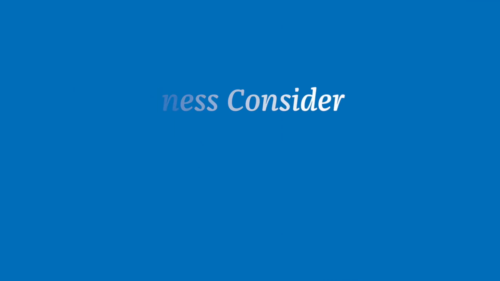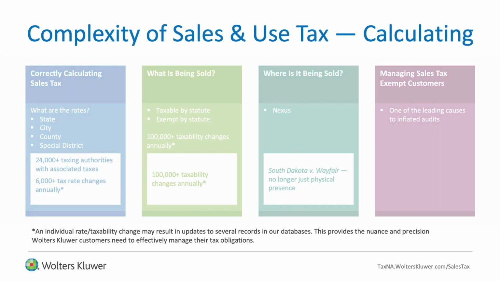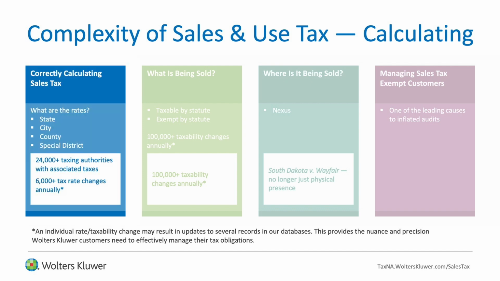And then there's some more business considerations. The complexity of sales and use tax. Sales and use tax is complex, but can be manageable. So what are the rates? We talked about rates. There are a lot of rates. There's 24,000 plus variations of taxing authorities with associated taxes. That's with all of our specialty databases. So I would say that there's over 10,000 specific taxing authorities within the United States. There's 6,000 tax rate changes that we perform every year in order to keep our rates correct and accurate.